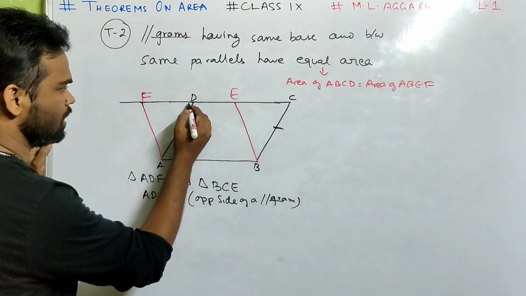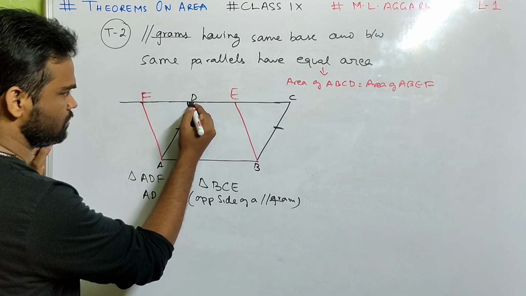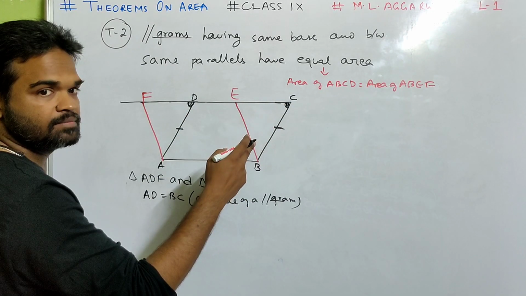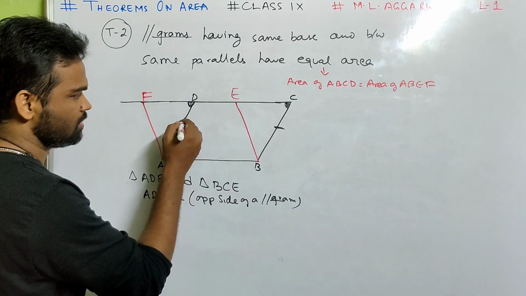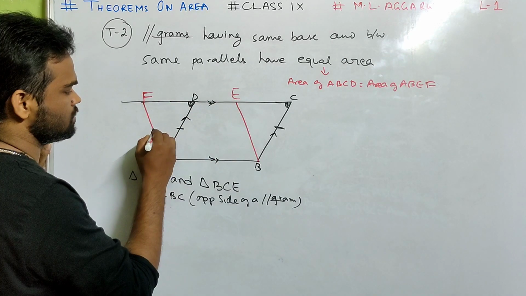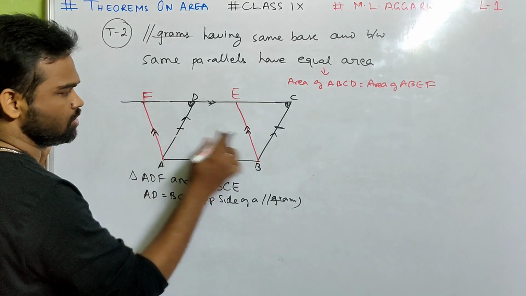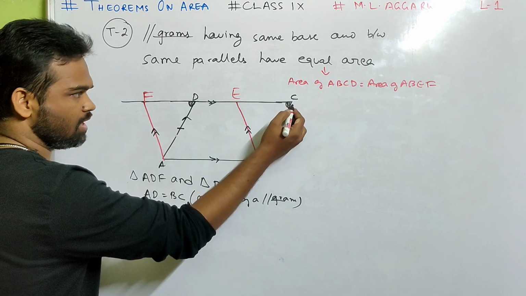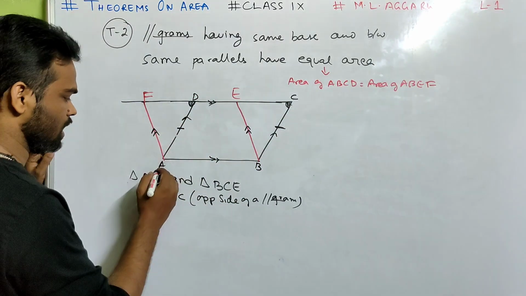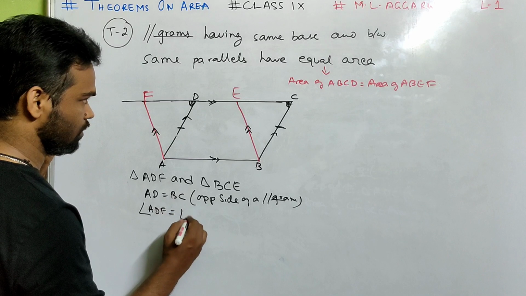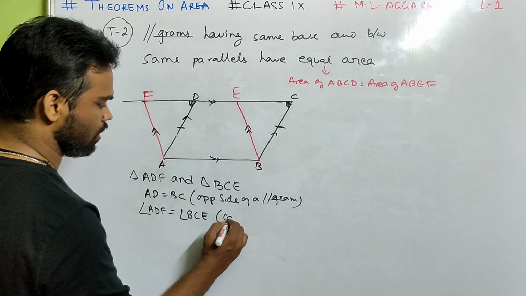Next, if you look carefully, this angle and this angle are the same, they are corresponding, because these two are parallel. This is parallel to this. This is parallel to this. So these two are parallel, isn't it? This is a transversal. So this angle and this angle are corresponding. So I can write angle ADF is equal to angle BCE.